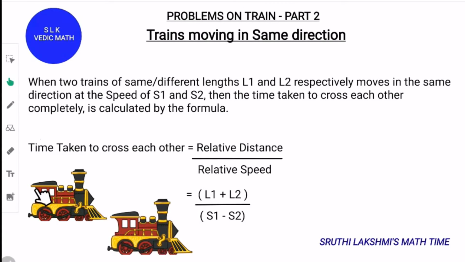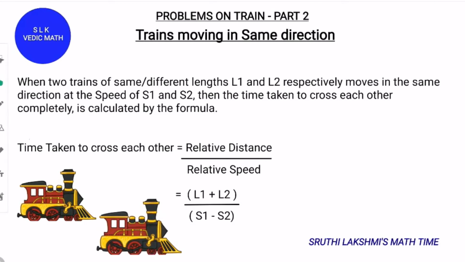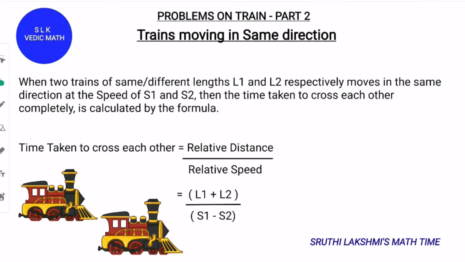We subtract both the train speeds because they're going in the same direction. So if they're going in opposite directions, we do S1 plus S2. But since they're going in the same direction, we do S1 minus S2.